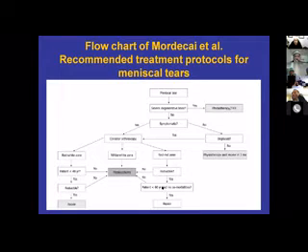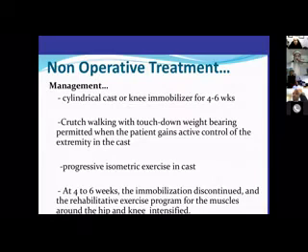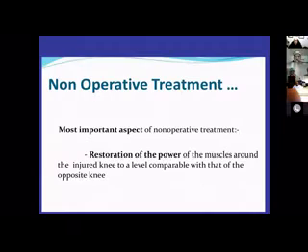And if the patient is more than 60, we resect. So that was a useful algorithm to understand the indications of meniscectomy and repair. Some people would also prescribe a cast or knee mobilizer for 4 to 6 weeks, crutch walking, non-weight bearing, progressive isometric exercise in the cast. And after 4 to 6 weeks, you proceed to rehab and muscle strengthening exercises. Most important, restoration of power.